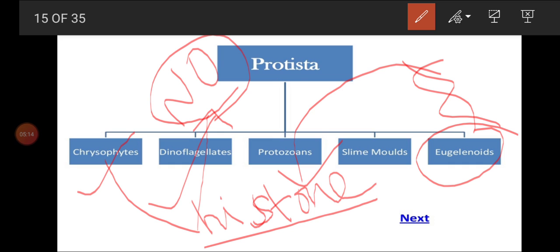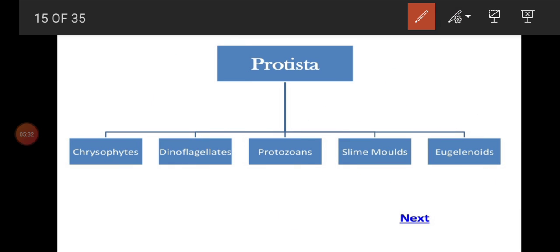Now, we have learned euglenoids. Euglenoids is the correct pronunciation. Euglenoids share the characteristics of both plant and animal. And we have learned about slime mold. What is the structure of slime mold, children? As I have sent in the previous video, it contains the nature of fungi plus animal. What is the best example for slime mold, children?